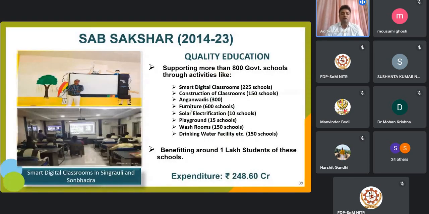Now we invest money in different heads, like infrastructure for education. So we have created digital classrooms and 225 constructed classrooms. We develop schools and anganwadis. We distribute furniture. Also, we have done solar electrification in 10 schools. We develop playgrounds, washrooms, and drinking water facilities. More than 1 lakh students got benefited from our initiatives in this field.